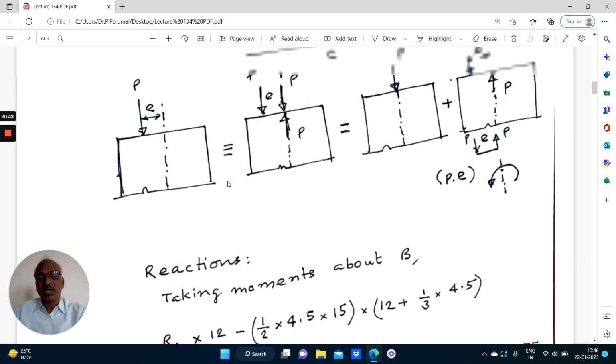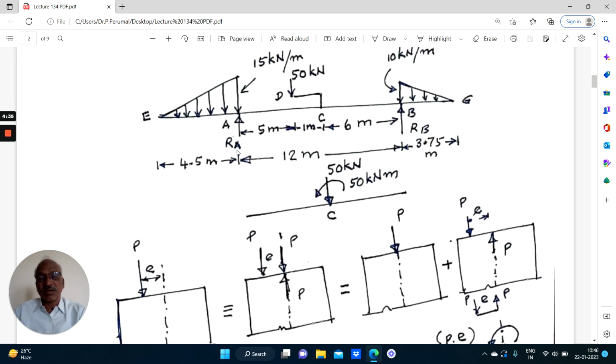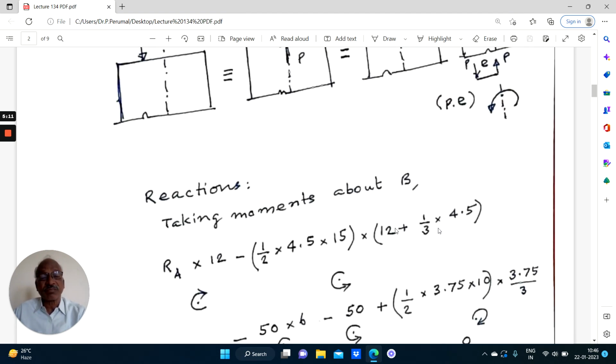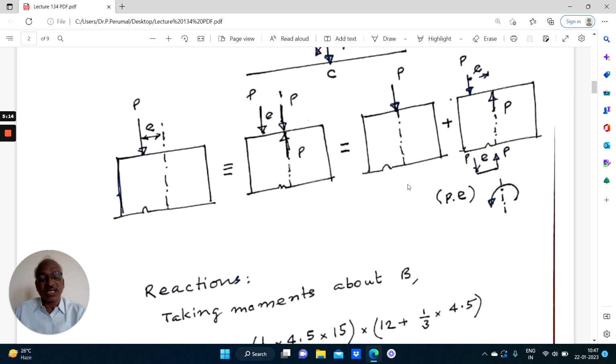Right, now coming to the analysis, you have to take the moments about B, find out the value of RA, or take moment about A, find out the value of RB. Now here, the moment at A or moment at B will not be 0. However, whatever may be the point, when the forces to the left and to the right, everything is considered, the algebraic sum of the moments about any point equal to 0. Therefore, we are going to take a moment about the point B.